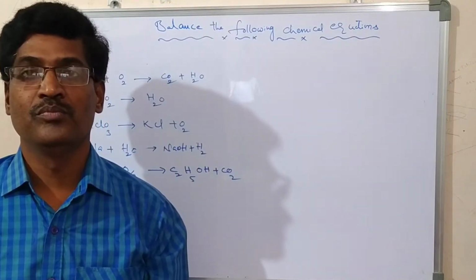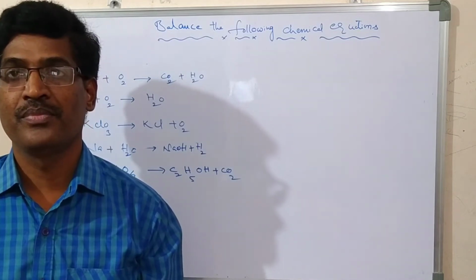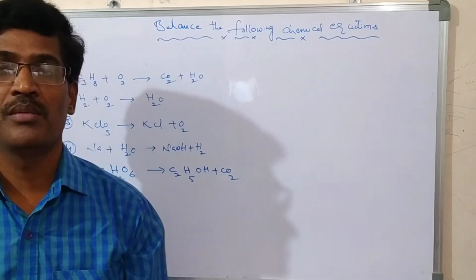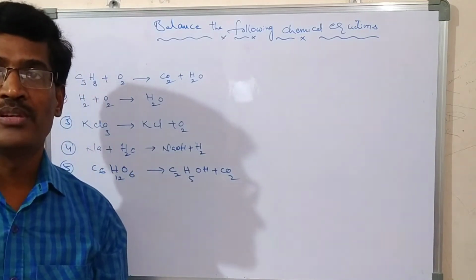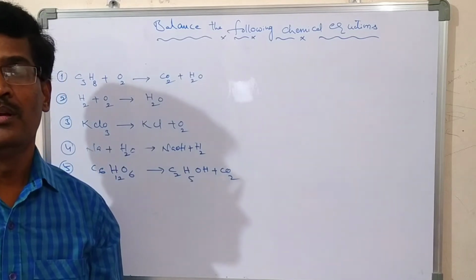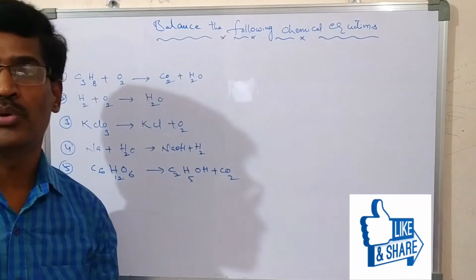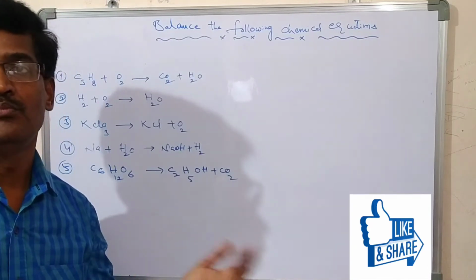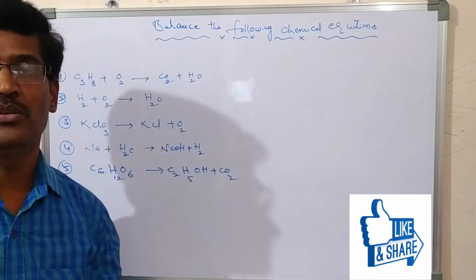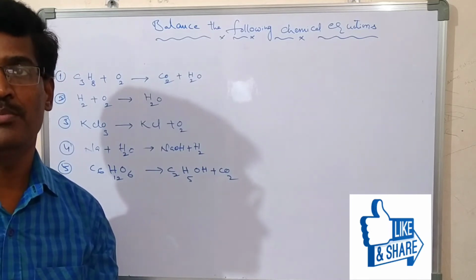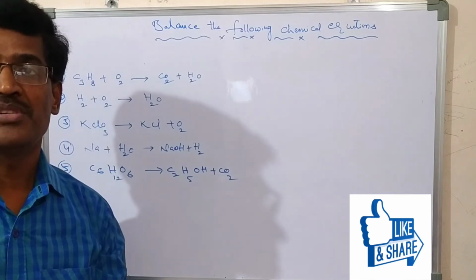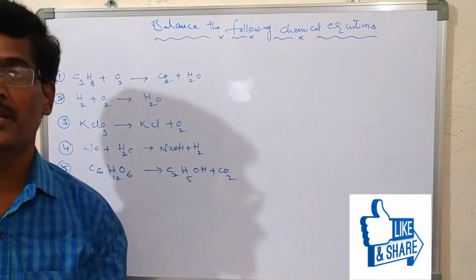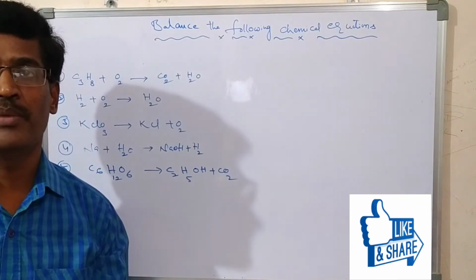In the earlier class we completed balancing chemical equations, and with that we learned some rules. What are the major rules? According to the law of conservation of mass, the mass of the reactants must be equal to the mass of the products. That is the major rule. Second, the coefficient number: we must keep the coefficient before the reactant and product. These two you have to keep in mind.